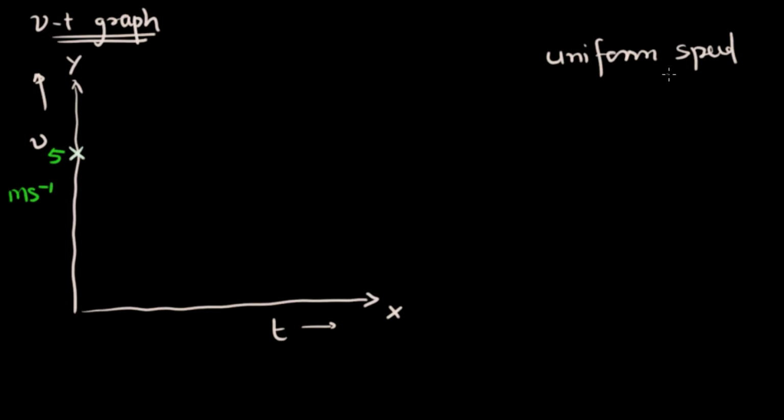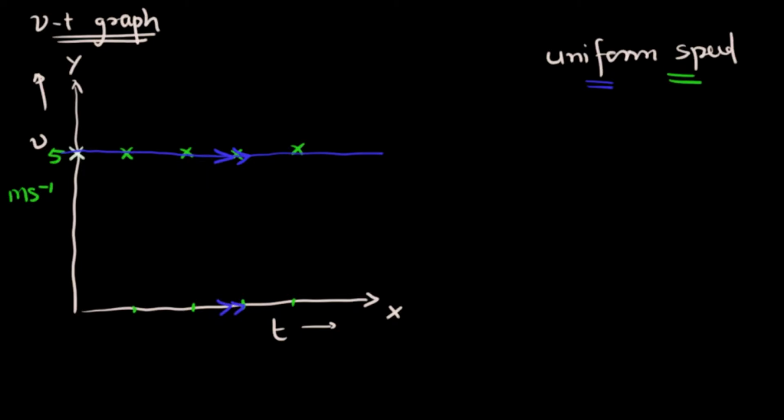So if it is moving with uniform speed, at every point of time you'll figure out that the speed of the object remains the same. That means at 1 second, you're going to find it's 5 meters per second, and as time progresses ahead, there is no change in the value of velocity. That means if I want to draw the velocity time graph for a body which is moving with uniform speed, the graph would come out to be a straight line parallel to the time axis.